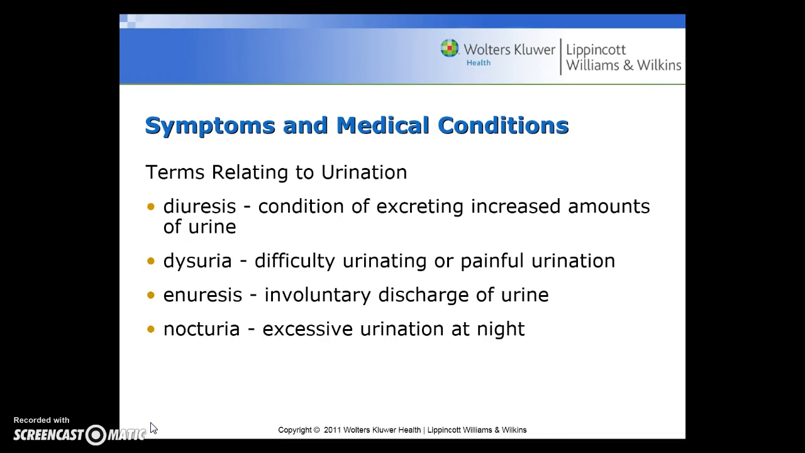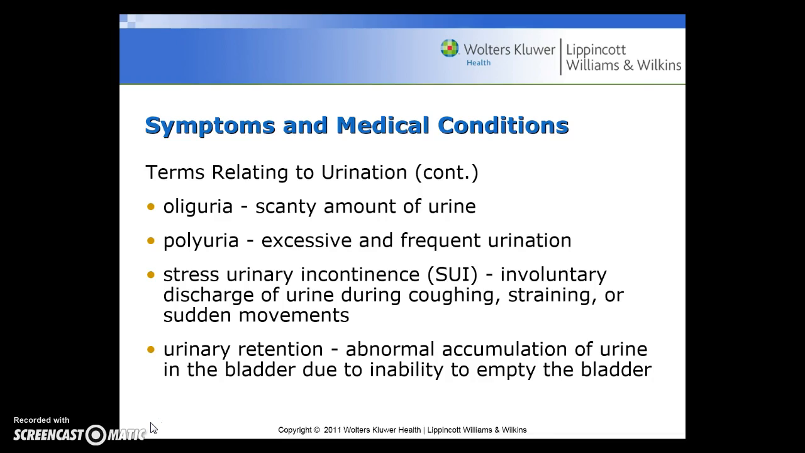Terms relating to urination are diuresis, that's a condition of excreting increased amounts of urine. Dysuria is difficulty urinating or painful urination. Enuresis is involuntary discharge of urine, and nocturia is excessive urination at night. Oliguria is a scanty amount of urine. Polyuria is excessive and frequent urination.